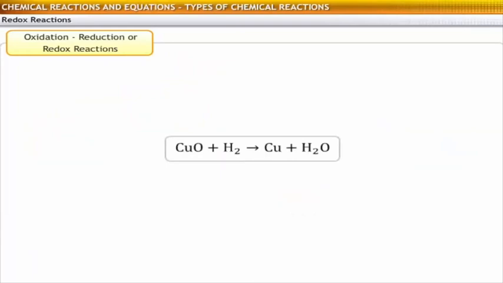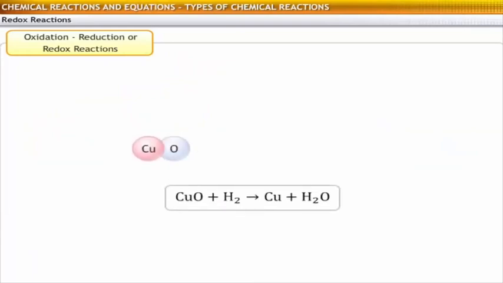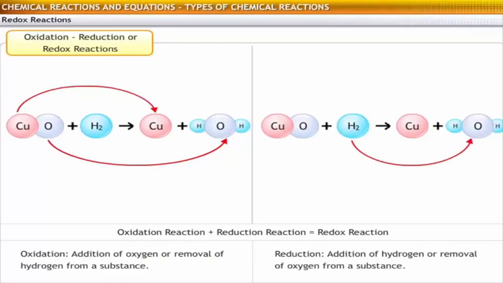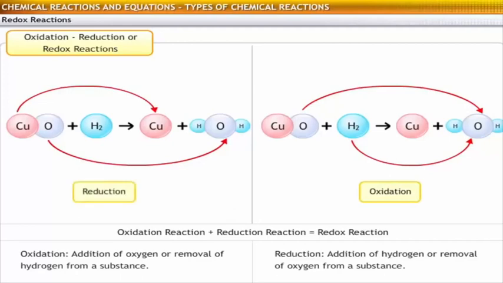Let's use an example to explain redox reaction. Copper oxide on heating with hydrogen forms copper metal and water. In this reaction, the oxygen is removed from copper oxide. Here, copper oxide is reduced to copper. On the other hand, hydrogen is changed into water. That is, oxygen is added to hydrogen. So hydrogen is oxidized to water. Thus, we find that in this reaction, oxidation and reduction occur together. Therefore, it is a redox reaction.